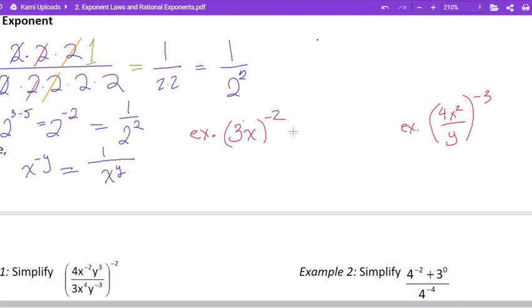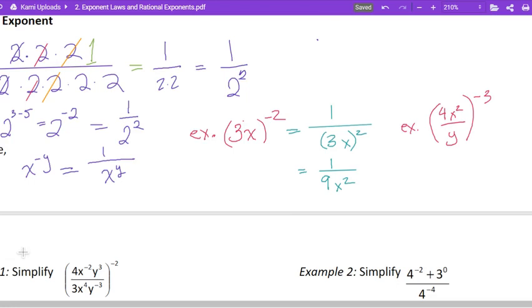So let's look at the first example. Well, this negative is telling us to write the reciprocal. So watch this. There are multiple ways to approach this question. But if I want to really break it down, I'm saying, I'm going to first get rid of the negative. So I have 3x to the power of 2, right? If I just want to get rid of that negative, I just write the reciprocal. And now I'm using the power law. So 3 squared, that's 9, and x squared.